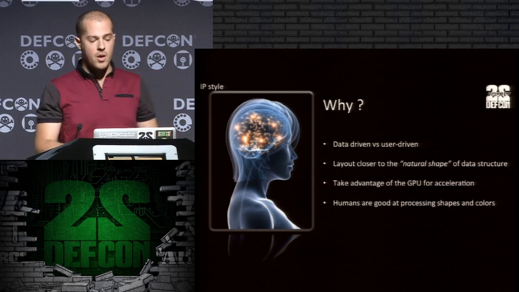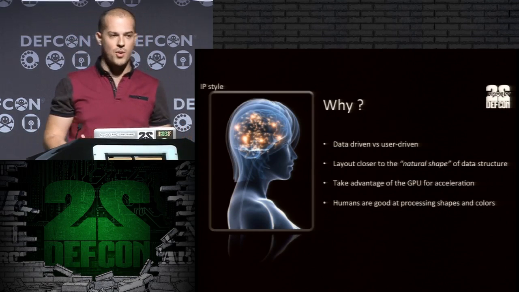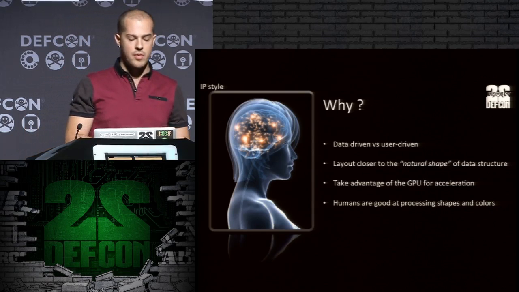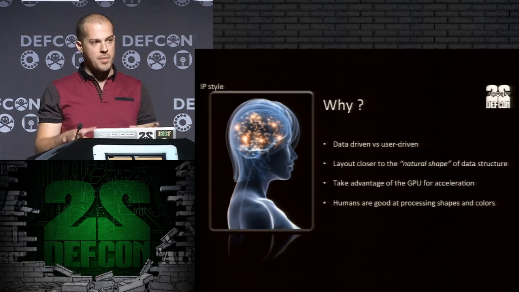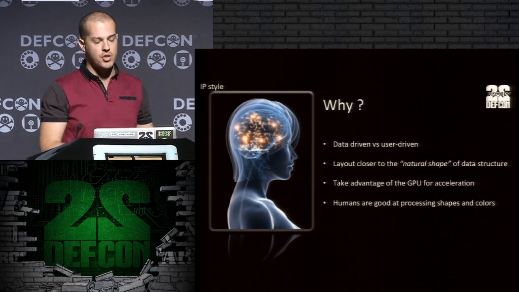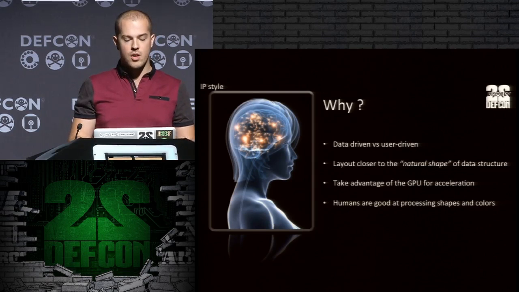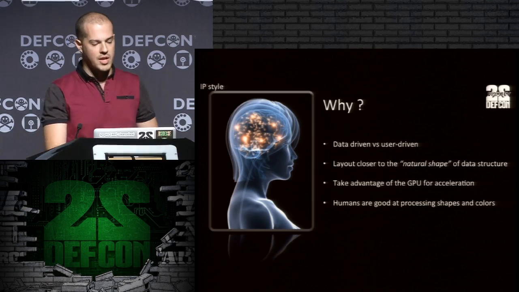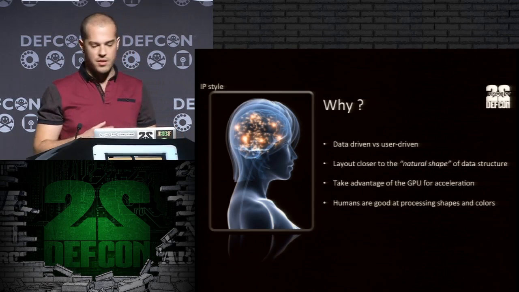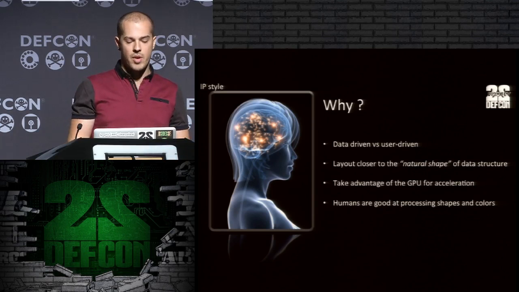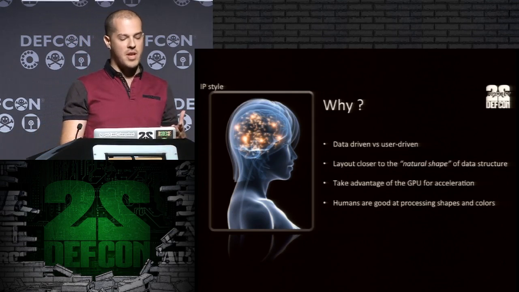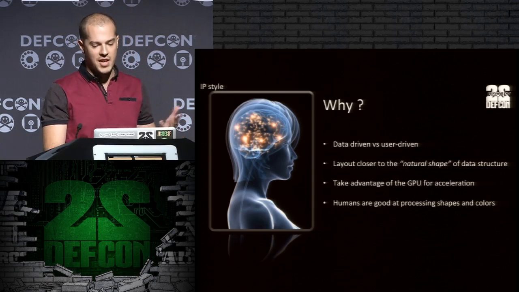Okay, main point. Why are we doing this? You look at the pictures, like, okay, that's pretty cool, but what's the point? The main point is the layout is data-driven versus user-driven. As you can see, the layout depends on the forces, and the forces depend on the connections between the nodes. So the result is a layout that completely depends on the data structure that you're looking at. It is much closer to what I like to call the natural shape of the data model that you're looking at. We take advantage of the GPU for acceleration. GPUs have become insanely fast at vector-based operations, so it would be a shame not to take advantage of that. And finally, humans are so much better at processing shapes and colors rather than text data.